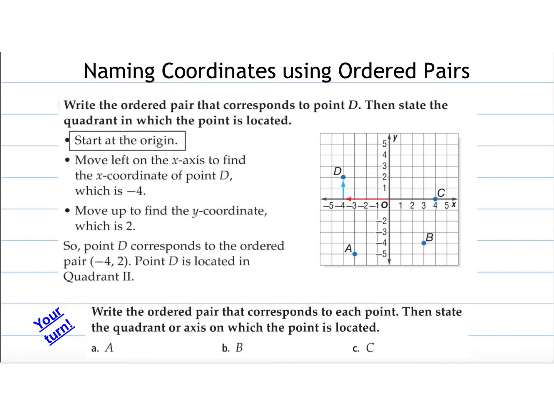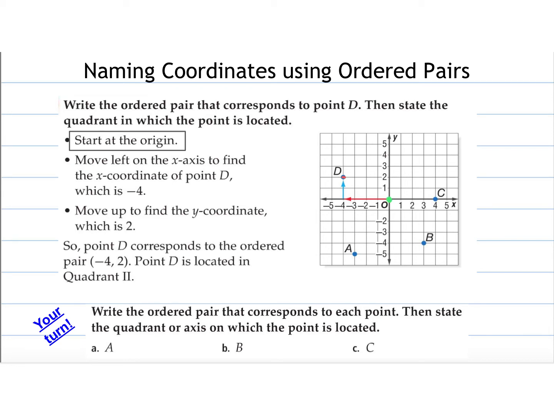Now we're going to be naming coordinates using ordered pairs. So if we have a figure, we need to figure out where points are located on our coordinate plane. So write the ordered pair that corresponds to the point D, which is right here on our graph. Then state the quadrant in which the point is located. So we always start at the origin, again, where the x and y axis meet.